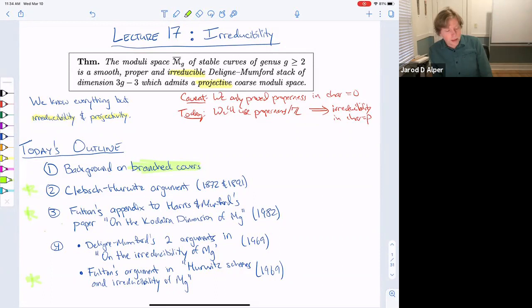The first argument I'll give is a topological one. Or at least there are some topological ingredients, dating back to the 19th century, due to Clebsch and Hurwitz. So this is a characteristic zero argument that does have some non-algebraic input. The next argument is one appearing in Fulton's appendix to Harris and Mumford's paper on admissible covers, namely the paper on the Kodaira dimension of M_g. This has the advantage that it's characteristic zero and completely algebraic.